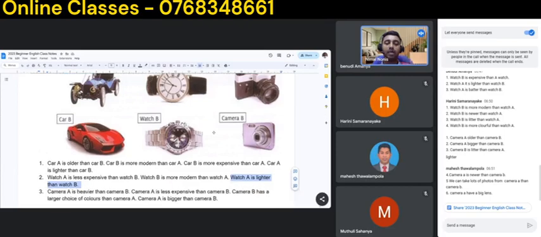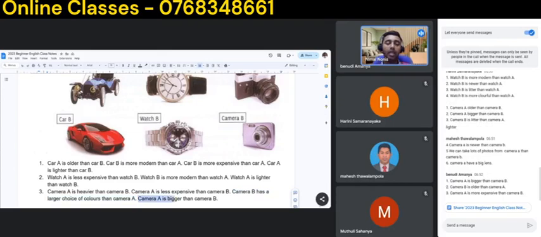And the next one is cameras. Okay. Camera A is heavier than camera B. Camera A is less expensive than camera B. Camera B has a larger choice of colors than camera A. Camera A is bigger than camera B.